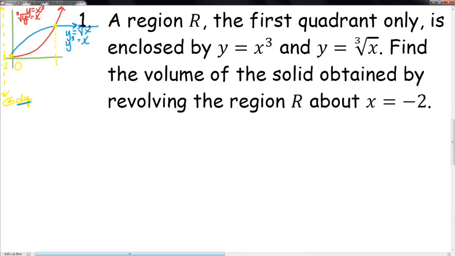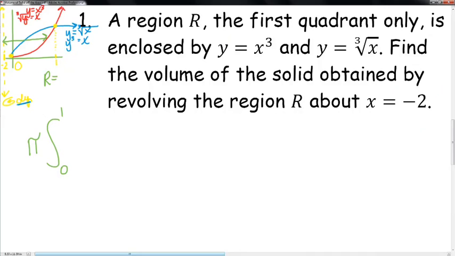Alright, so now that we have our points of intersection, we know that we're going to be doing pi, going from 0 to 1. And so now we need to get our large radius and our small radius. Well, the one that's furthest for my area is my red function. And so my capital R, I'm going to do left minus right.